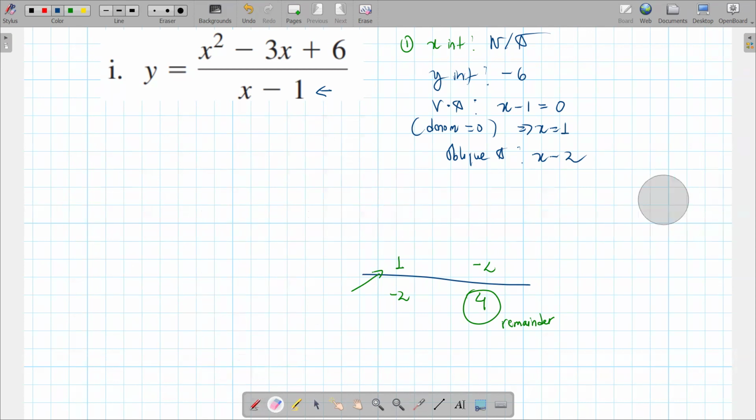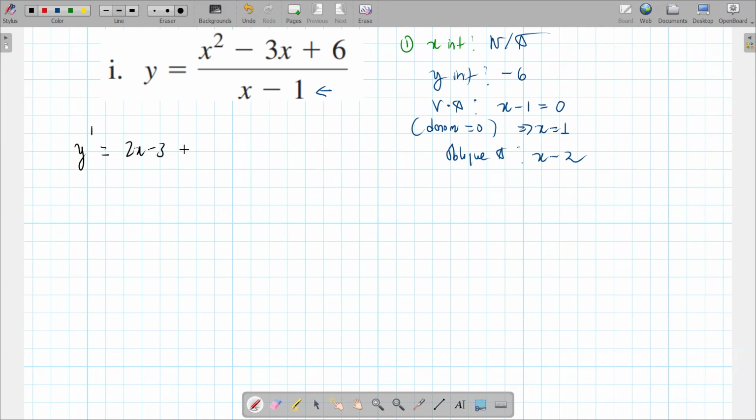All right, next we're gonna find, oh my God, this is gonna be annoying. We need to find the first derivative set equal to 0. Let's see how difficult this is. Shouldn't be too bad. Let's try it. So the first derivative here, I'll do it. It's gonna be 2x minus 3 times x minus 1 minus x squared minus 3x plus 6.